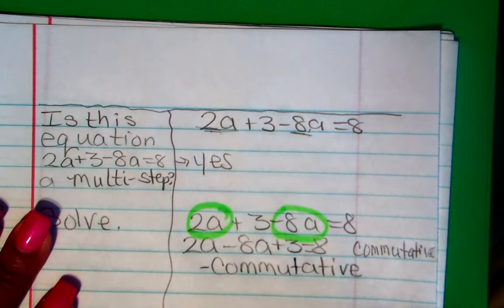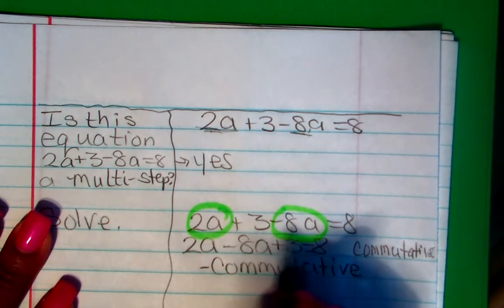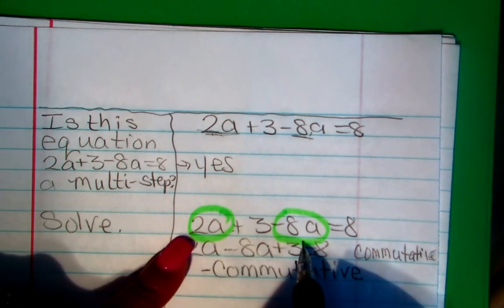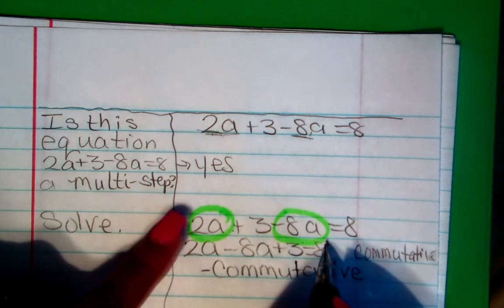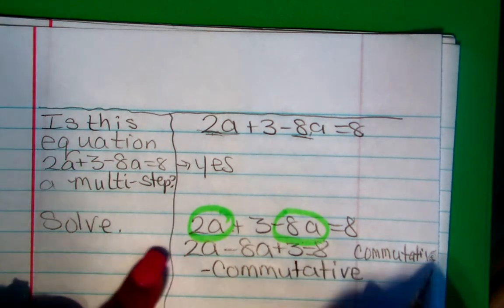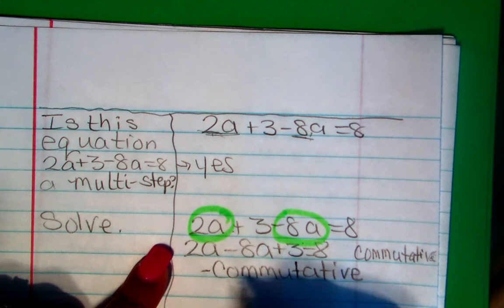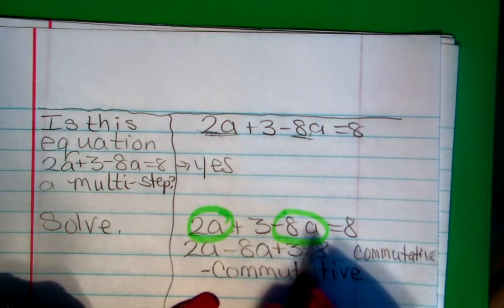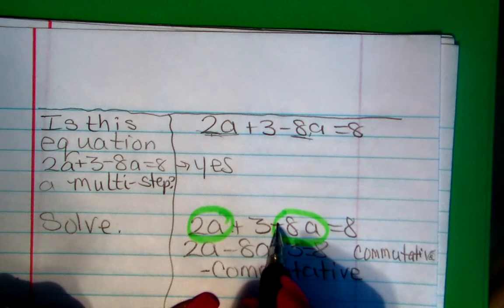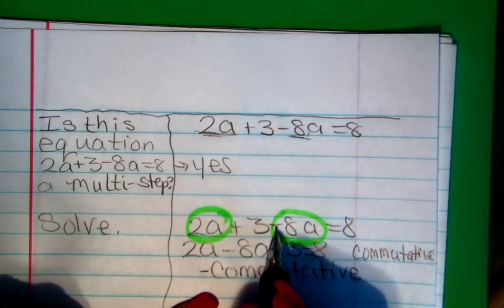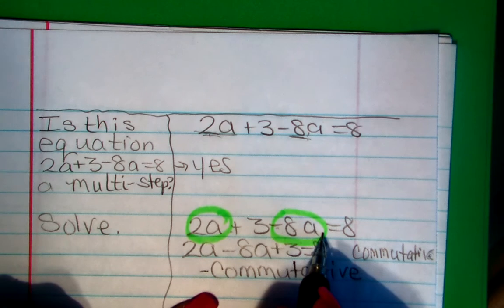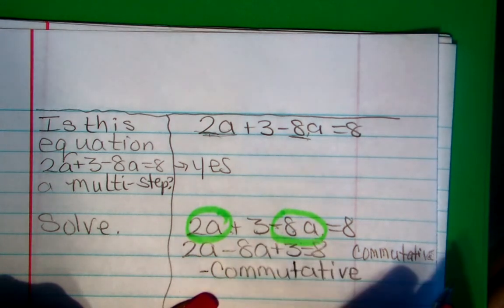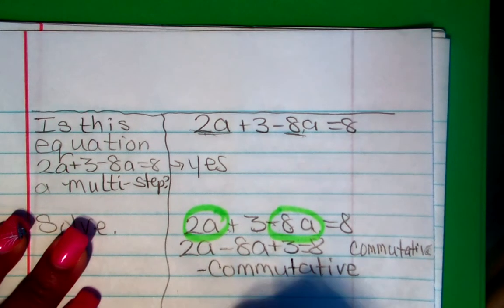Okay, so that's the first thing I did. I identified my like terms. After I identify my like terms, then I rearrange the problem using the commutative property. Note that when I moved the 8a, I moved the operation that was to the left of it, because it's telling you minus 8. You might say it says subtract 3. No, it said add 3, then minus 8a. Okay, so we did the commutative property.